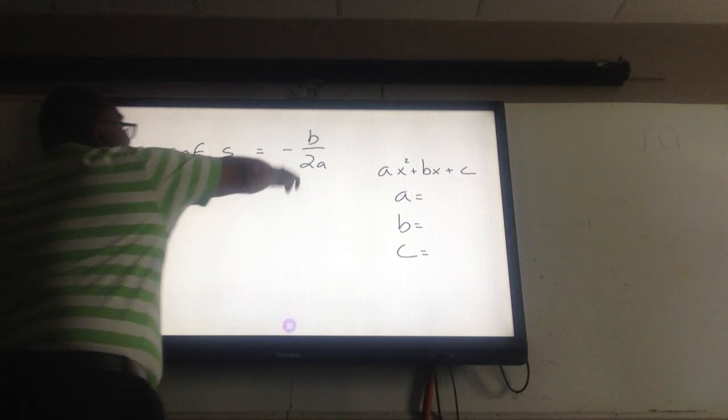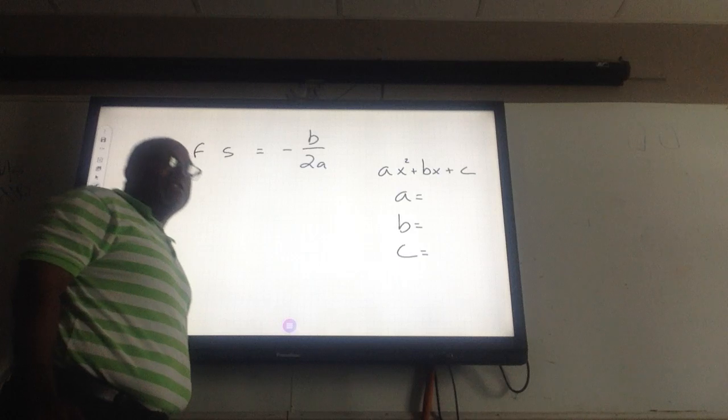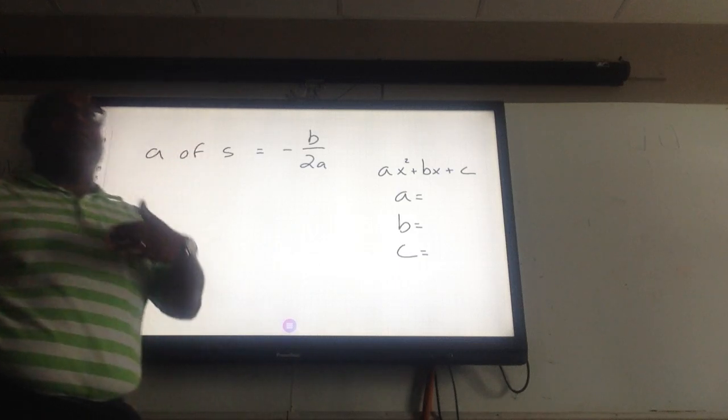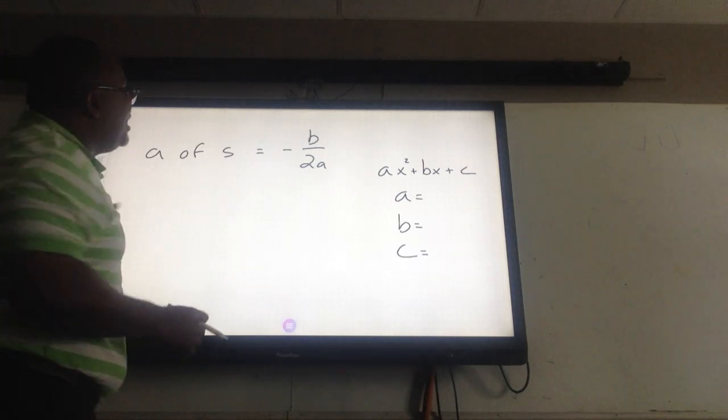So if I know that, I can plug it in. This is a -1 multiplied times whatever that is. So you have to remember that you can't just forget that there's a negative sign out there. That's my axis of symmetry.